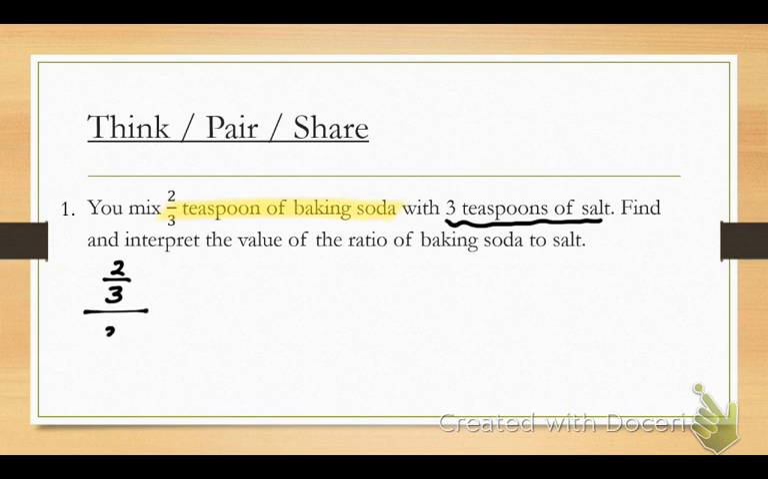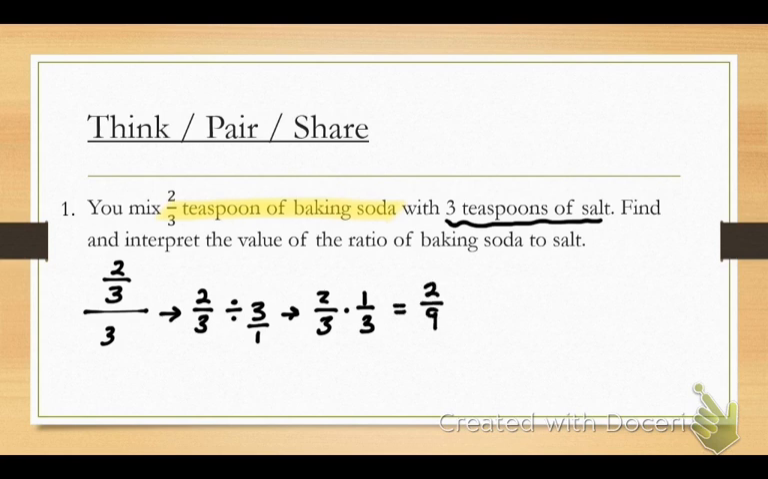2/3 divided by 3. Remember, when I've got this, this simply means 2/3 divided by 3, which means 3/1. Now I KFC it: 2/3, flip the second one, and change the sign. Does that make sense? Are you following how we just did that? Okay, so you are always going to divide the first thing that it says in your problem by the second thing. What is 2/3 times 1/3? 2 ninths.